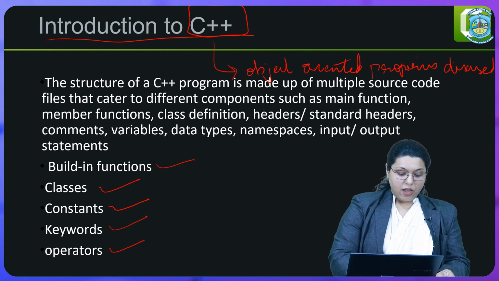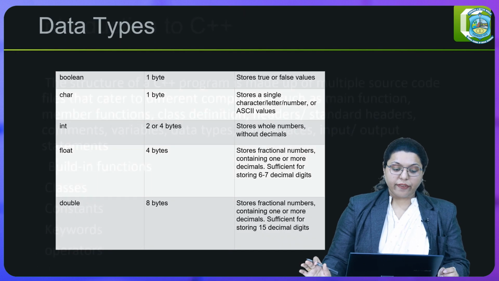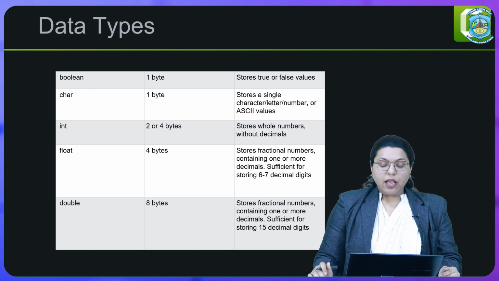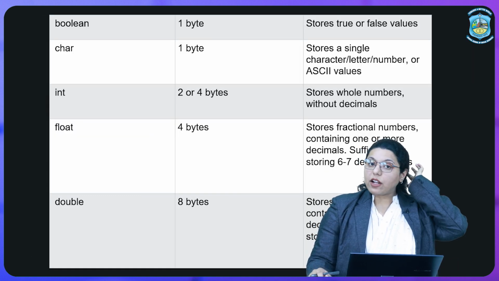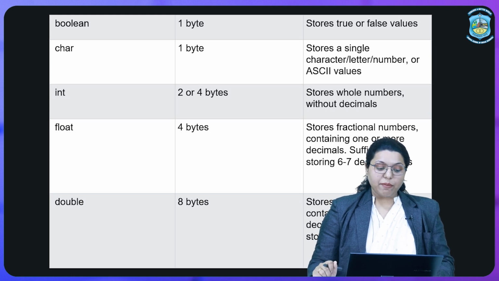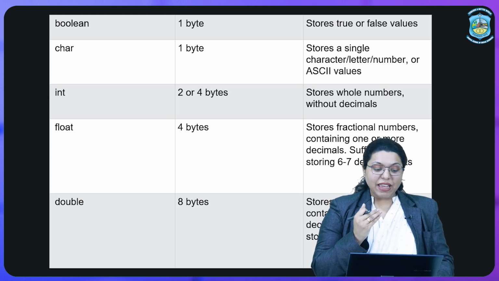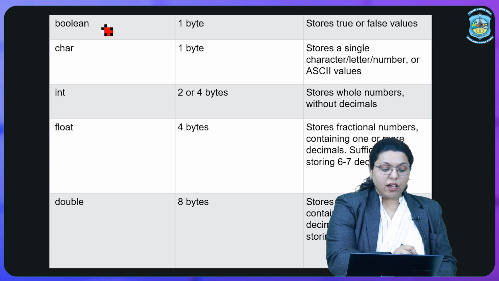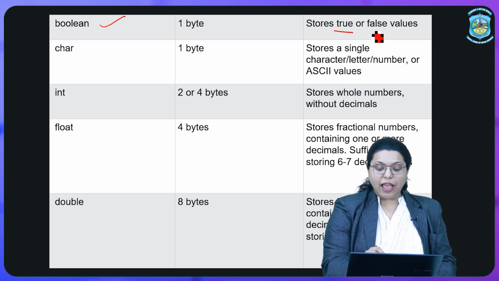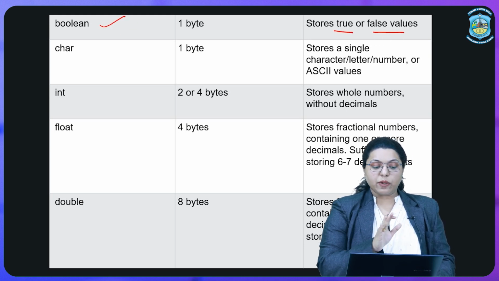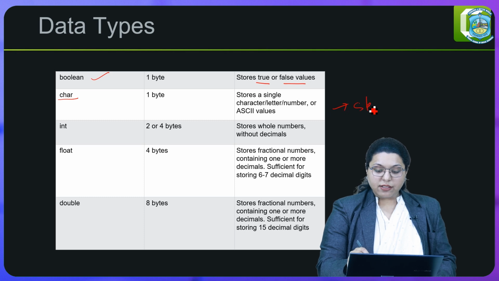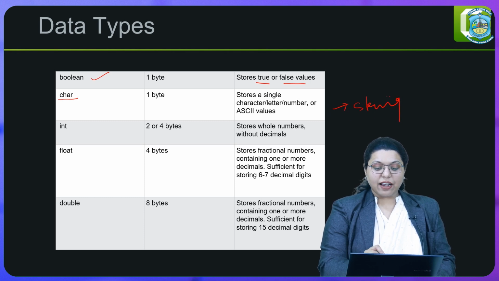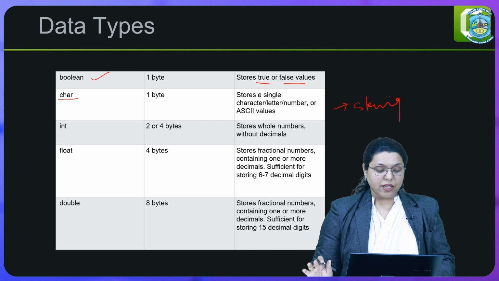Okay. Now, let us move forward. What are data types? There are multiple data types used in any programming language. Since we are talking about the C++ programming language, the main data types that are used are, first, Boolean. Now, Boolean is what? True and false. It will return only a true or false value. Character is known as the string. We can call it a string value also, where single characters, letters, numbers or ASCII values are there.